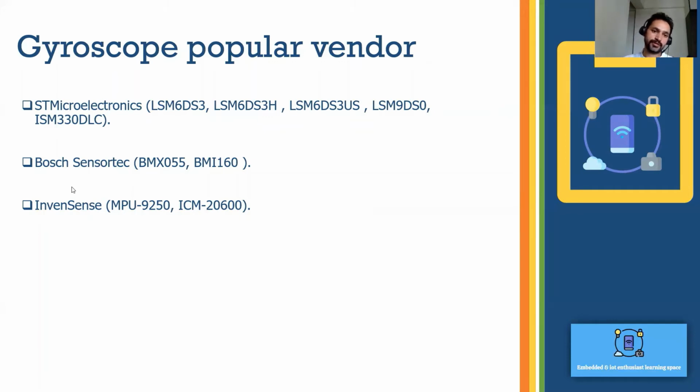And Bosch Sensortec has the BMX and BMI2 series that can be used. And InvenSense is also one of the key vendors, which has the MPU9250 and ICM20600. So these are a few popular key sensors that are being used for consumer applications.